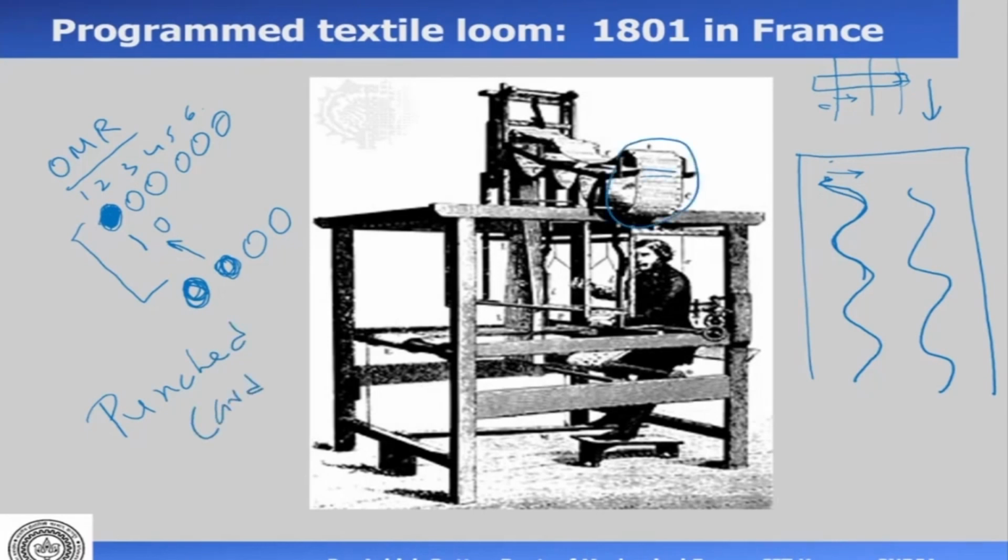So you can see that there are lines and there are holes or there are no holes in this row. So this is the earliest example of a program being written in a punch card, and the early computers, NC machines, all used punch cards. Today we don't use them anymore, but this is where it originated.